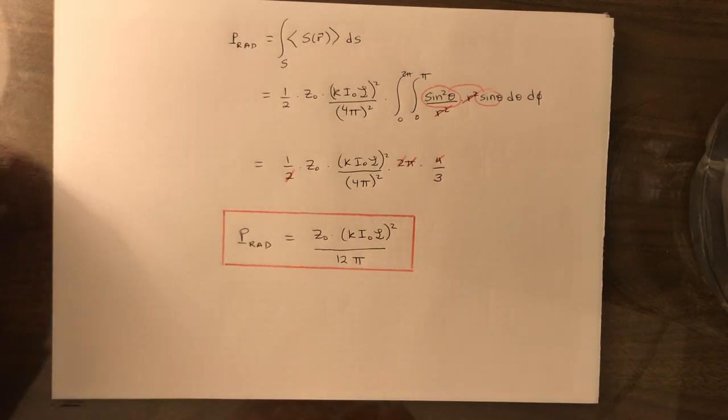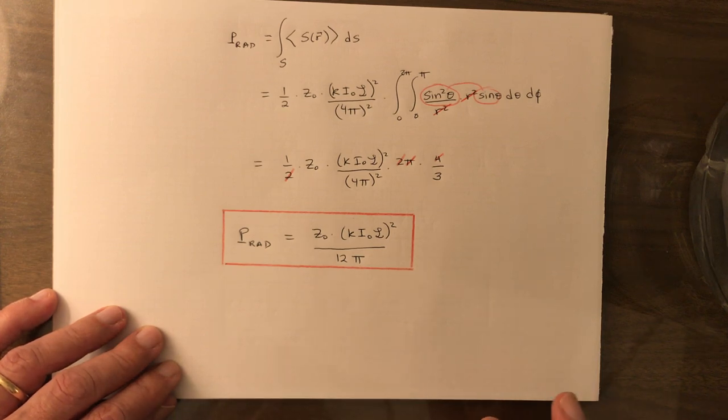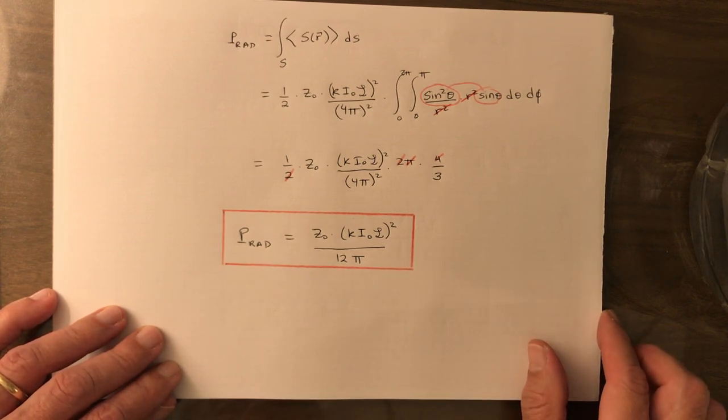So that finalizes the derivation for the infinitesimal dipole, which is an inefficient antenna, to be sure, but it's a good step to go from an accelerated charge to a finite dipole, which would be the next step to derive.